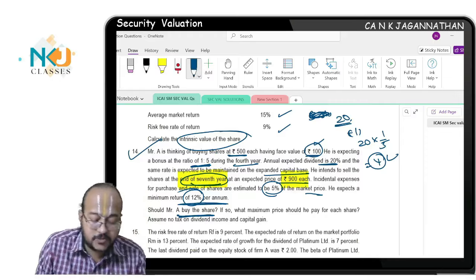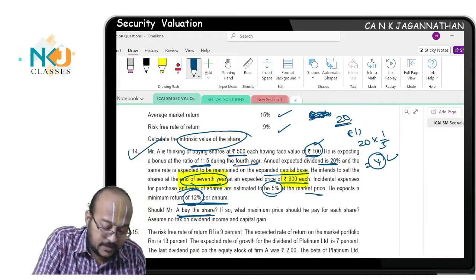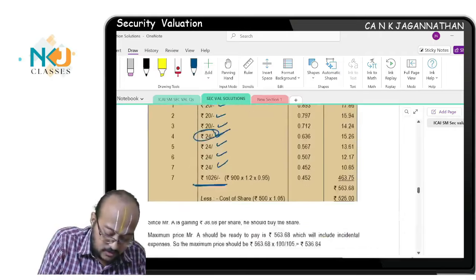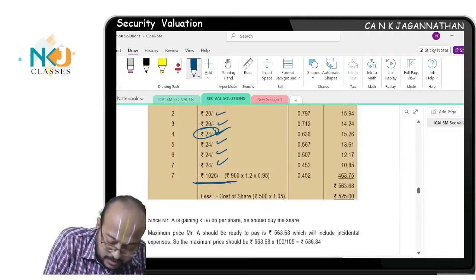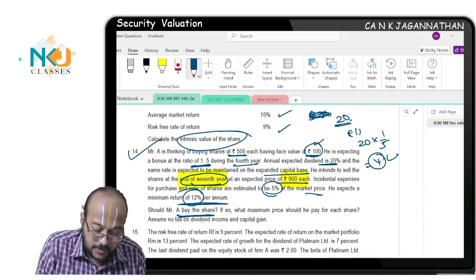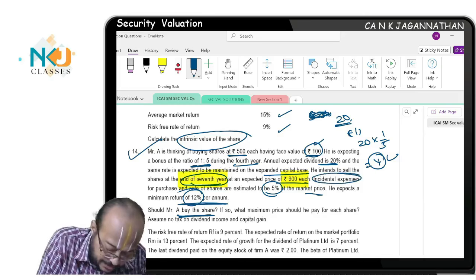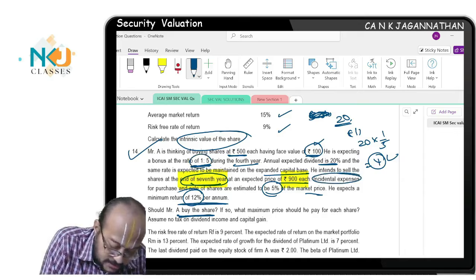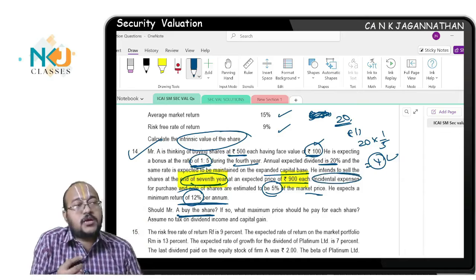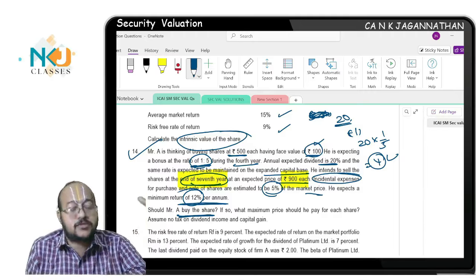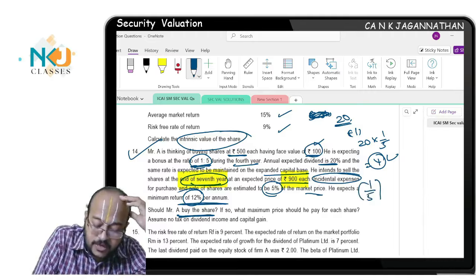But there are some adjustments to be done. The 900 share price is there. But apart from this 900 price, what happens? Incidental expense you need to adjust. Apart from that, the bonus shares: initially you would have some number of shares, and 20% has been added. 1:5 is nothing but 20%.